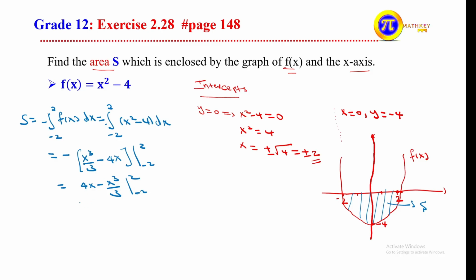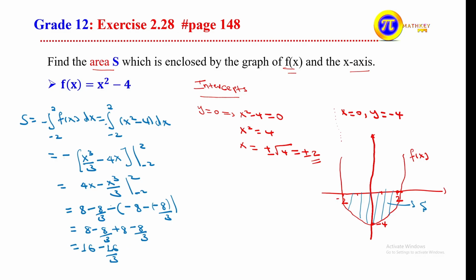Insert 2 and then negative 2, and then take their difference as we are familiar. 4 times 2, that is 8, minus 2 cubed, that is 8 over 3. Now insert negative 2: 4 times negative 2, that is negative 8, minus negative 2 cubed, that is negative 8 over 3. Then finally, what is the result? It is 8 minus 8 over 3, minus, minus becomes plus 8. Here the negative becomes positive, then multiply by this negative 1, and it becomes negative 8 over 3. This 8 plus 8 is 16, minus 8 over 3 minus 8 over 3, that is 16 over 3.